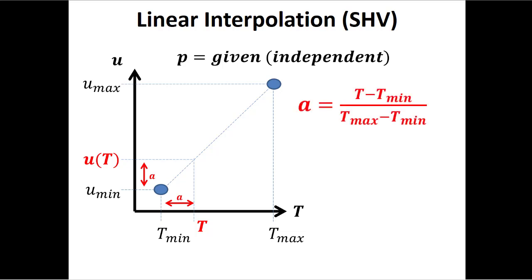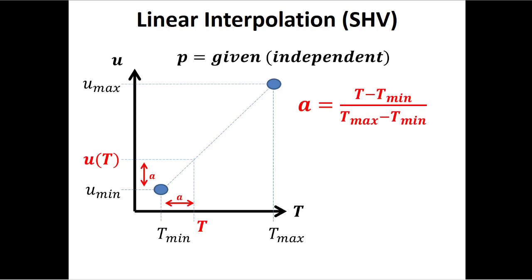So here I define this per unit value A as T, the temperature that I'm interested in, minus T min, the temperature on my table that's just below the value that I'm looking for, divided by T max minus T min. T max is the temperature on the table above the temperature I'm looking for, and T min is, again, the temperature just below it. If I do this, I'll get some value of A between 0 and 1, the per unit change on my temperature range.